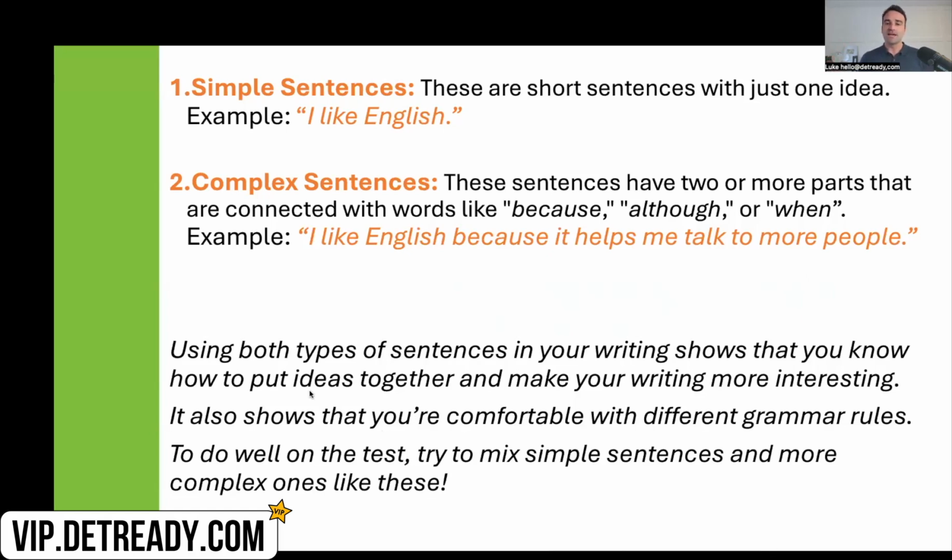So using both types of sentences in your writing shows that you know how to put ideas together and make your writing more interesting. It also shows that you're comfortable with different grammar rules. To do well on the test, try to mix simple sentences and more complex ones like these. You only have 5 minutes for the writing, for the longest one. So you can't write 10 complex sentences, but you should try to put at least one in your answers.